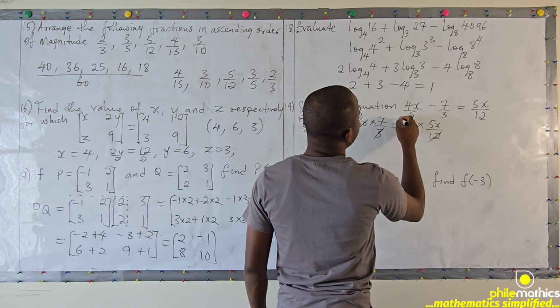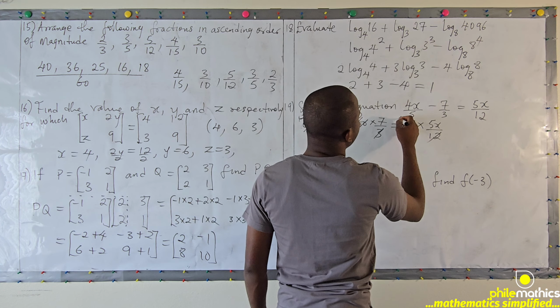This is 48x minus 140 equals 25x. So this can come over here. 48x minus 25x equals 140. 48x minus 25x is simply 23x. So this will be 23x equals 140, so x equals 140 divided by 23.